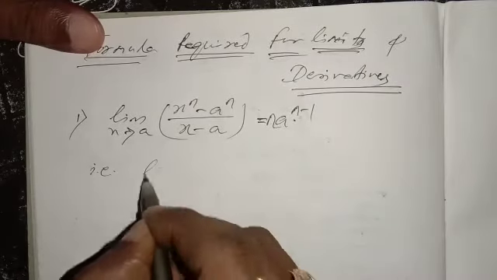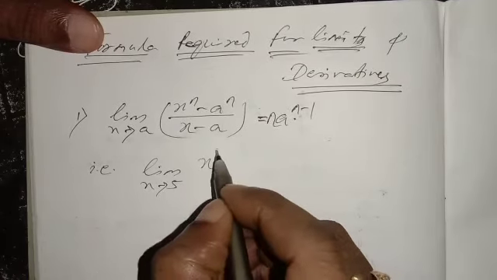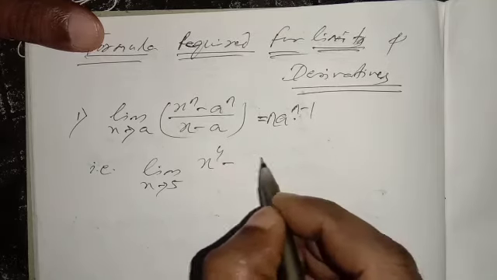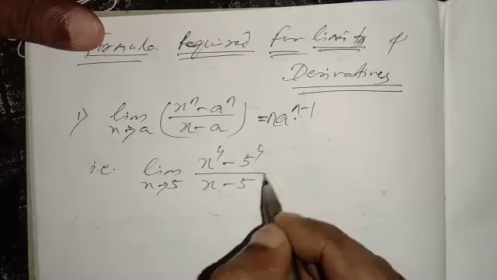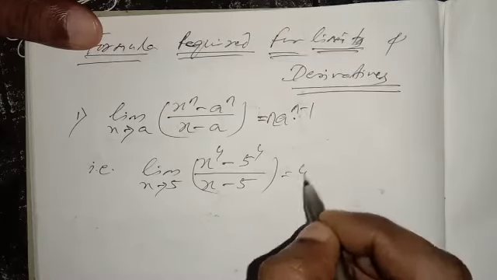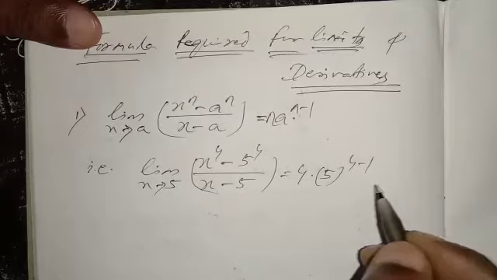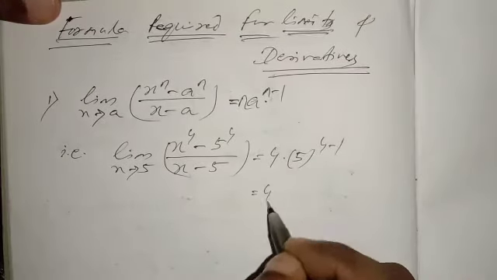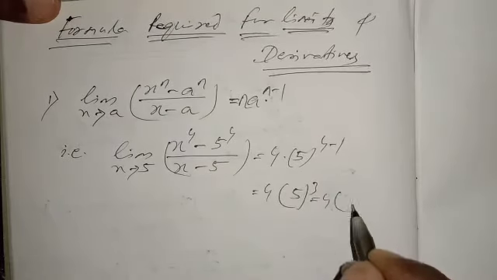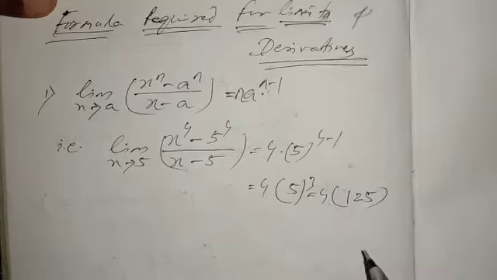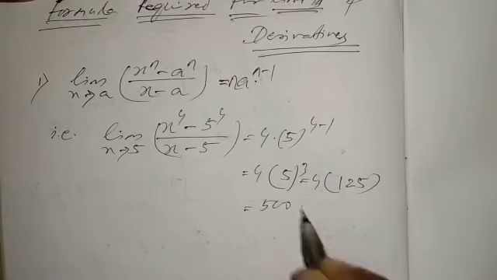For example, limit x tends to 5, (x to the power 4 minus 5 to the power 4) by (x minus 5). The answer will be how much? It means 4 into 5 to the power 4 minus 1. This is nothing but 4 into 5 whole cube. 5 whole cube is how much? 4 into 125. The answer is 500. Is it clear?